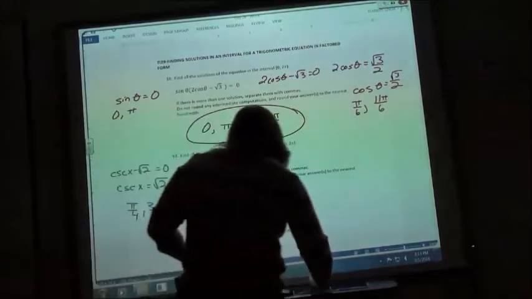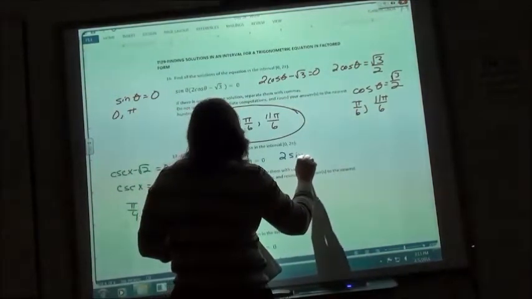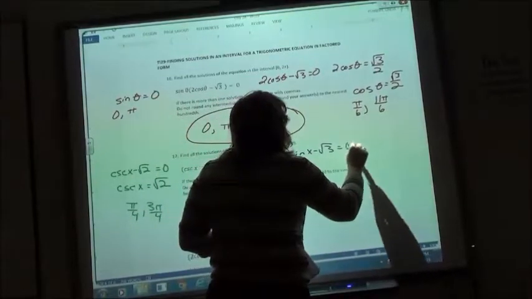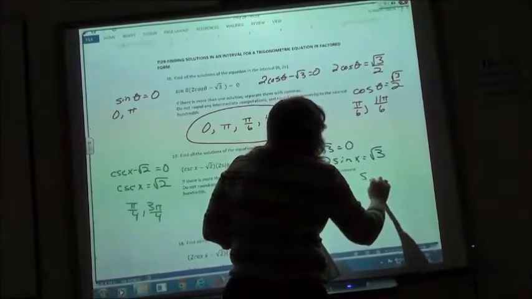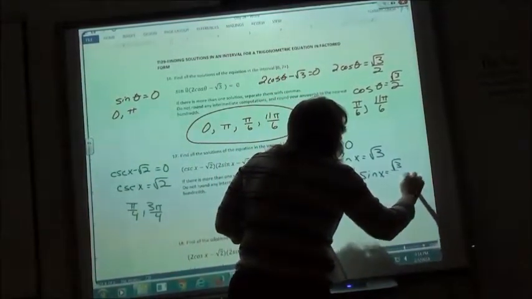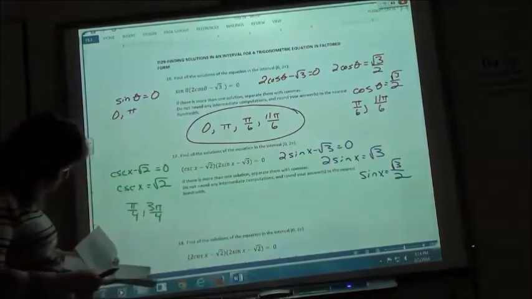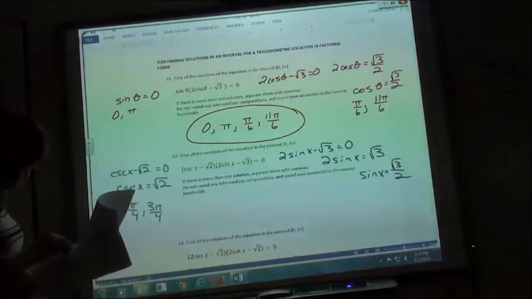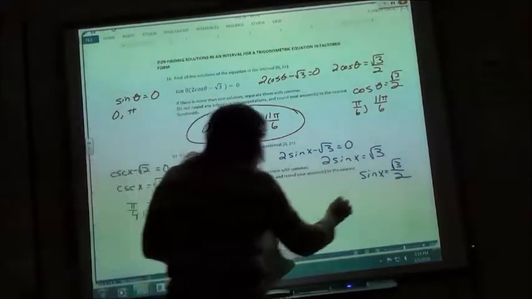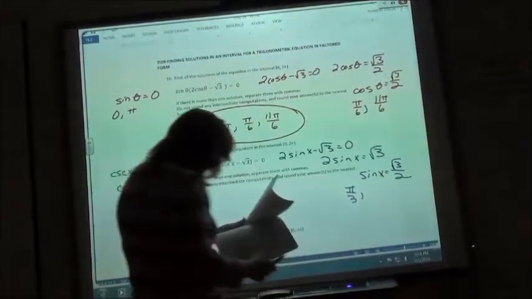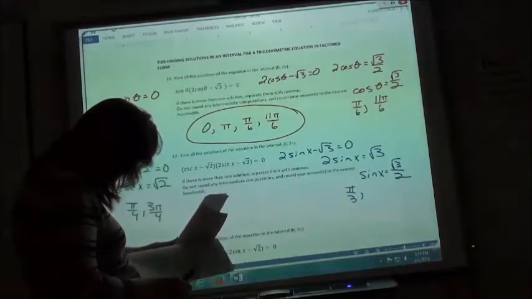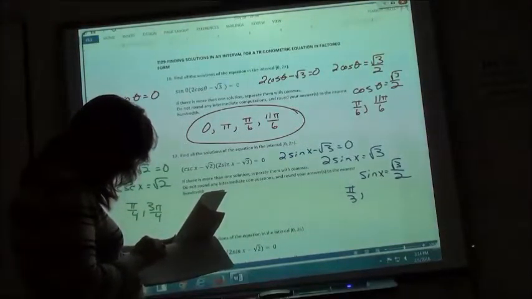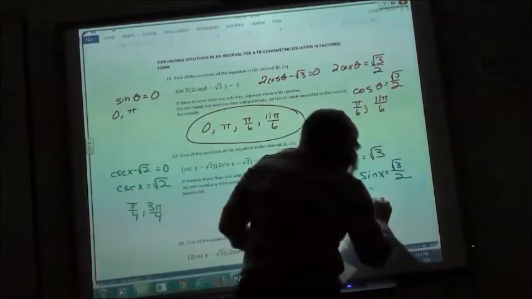I'm then going to go on the other one. It says 2 sine of x minus the square root of 3 would equal 0. So 2 sine of x would equal positive square root of 3. So sine of x would equal square root of 3 over 2. So again, I'm going to go back to my table, look under my sine for square root of 3 over 2. I'm at pi over 3. And square root of 3 over 2 under my sine column, looking at this really tiny one and it's hard to read, is at 2 pi over 3.